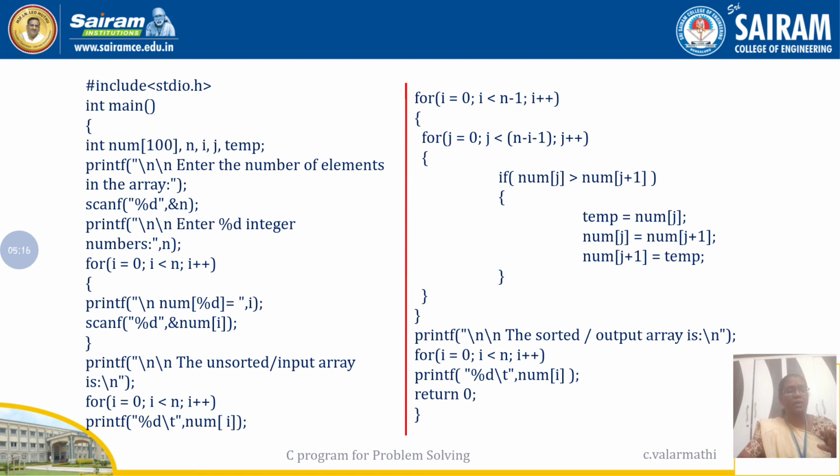Then I am comparing a[j] with a[j plus 1]. That means the first element is compared with the second element, or the second element is compared with the third element. That means we are comparing the elements with adjacent elements. So if the first element is greater than the second element, obviously swapping is required, or else no need to swap. So in that case, what we have to do is some swapping.